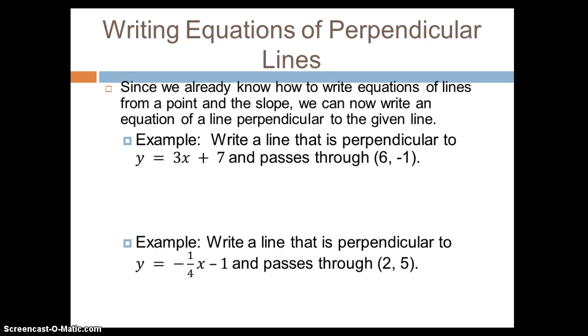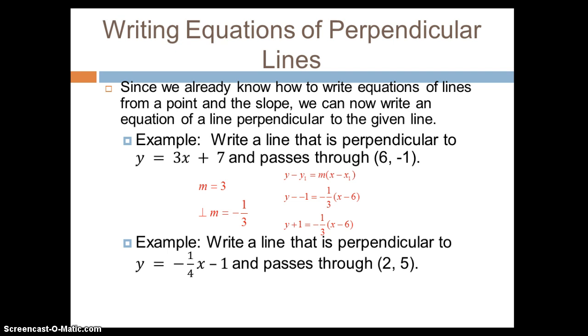So, since we know how to write equations of lines from a point and a slope, we can now write an equation of a line that is perpendicular to a given line. Write a line that is perpendicular to y equals 3x plus 7 and passes through (6, -1). Well, perpendicular means we have to have the opposite reciprocal slope. So, our slope is 3 in our given line, so the perpendicular line slope is going to be negative 1/3.